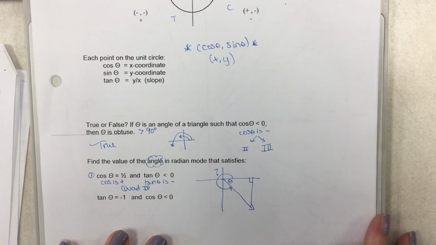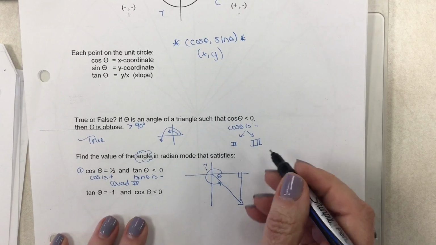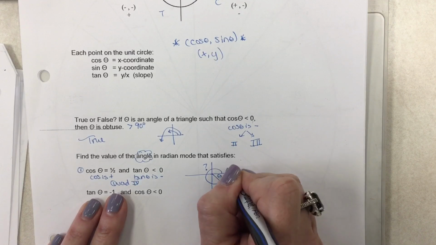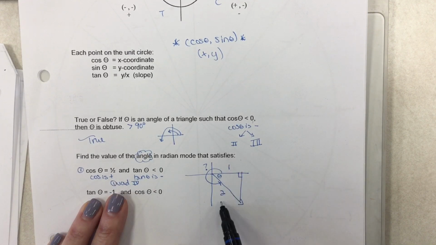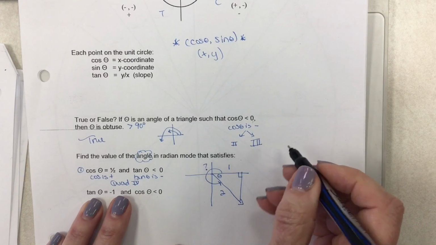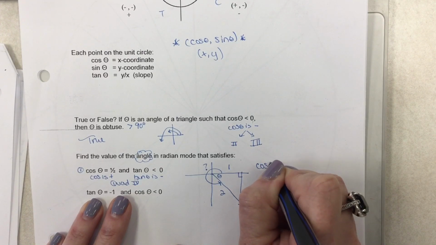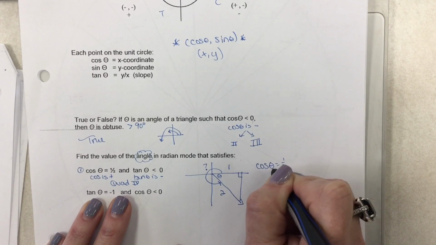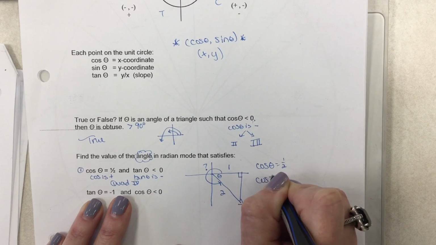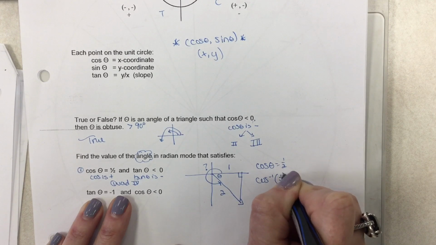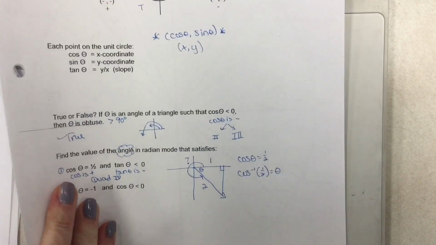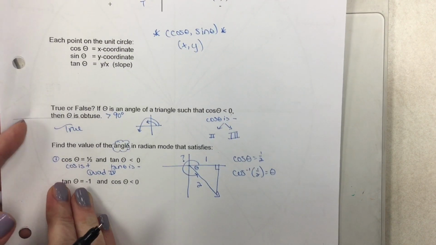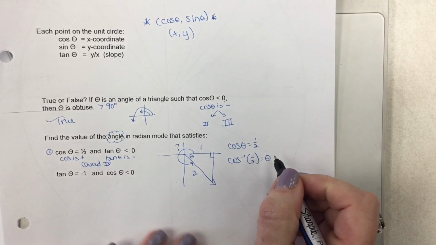So this is where we can use our calculator. Well, I know that this is 1 and this is 2 because adjacent over hypotenuse. So I know that cosine theta is 1/2. And if I want to find what theta is, I'm going to use the inverse function. So on your calculator, you're going to take the inverse cosine of 1/2 and tell me what theta is.